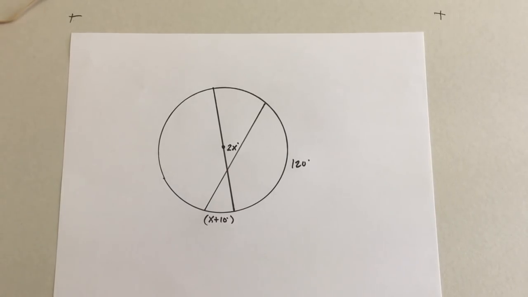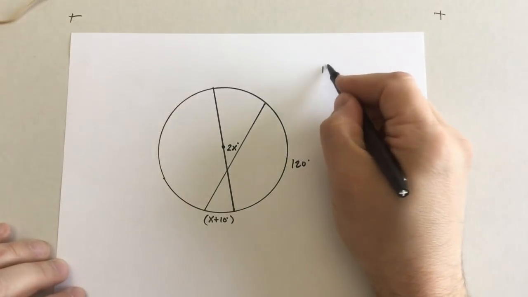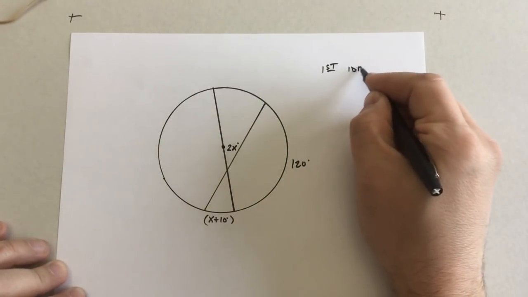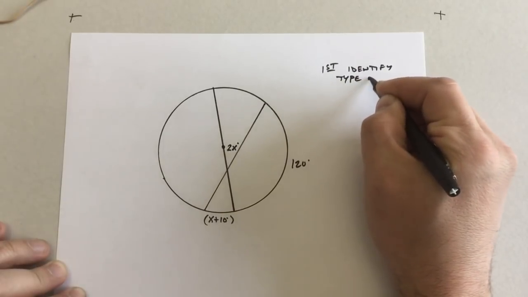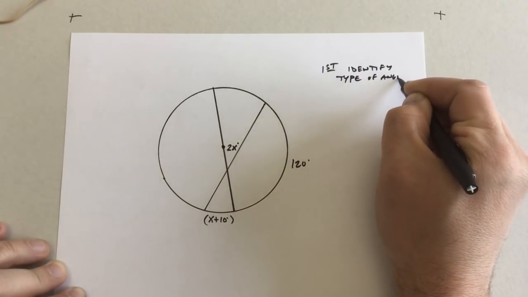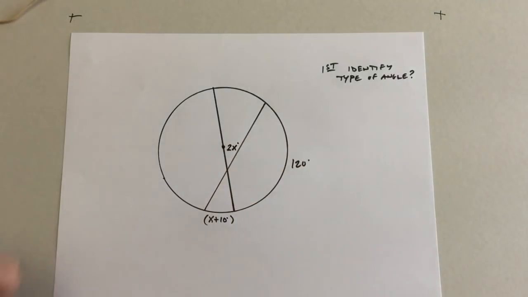Here's this weird problem. I made it sort of crazy. So it's not horrible. There's no quadratic. There's no x squared in here. But it does require some skill. First thing I would do every single time is identify the type of angle. So what is it? Your four choices are central, inscribed, interior angle, exterior angle.